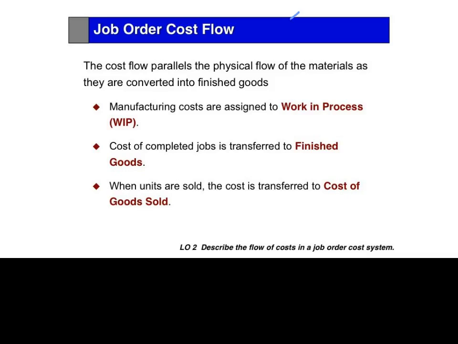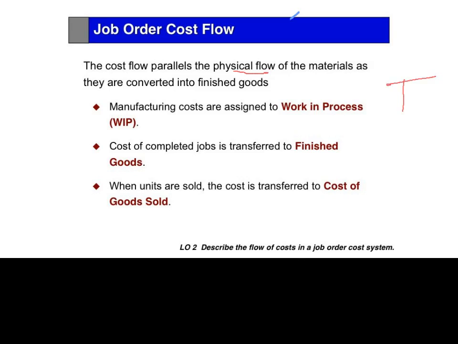We'll take another look at the job cost flow for a job order system. This time we'll look at the journal entries. But keep in mind, what we're talking about is the cost that flows here parallels the physical flow. We just went through the physical flow before. Now we have different accounts.